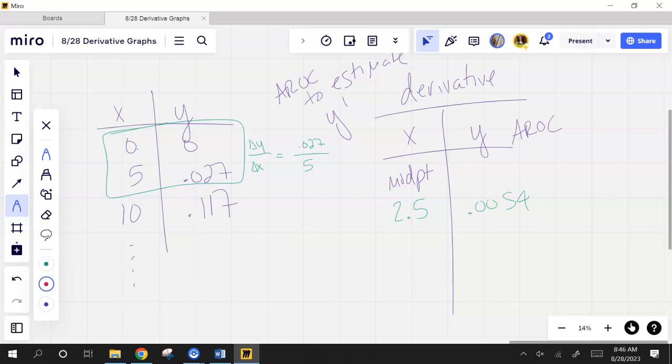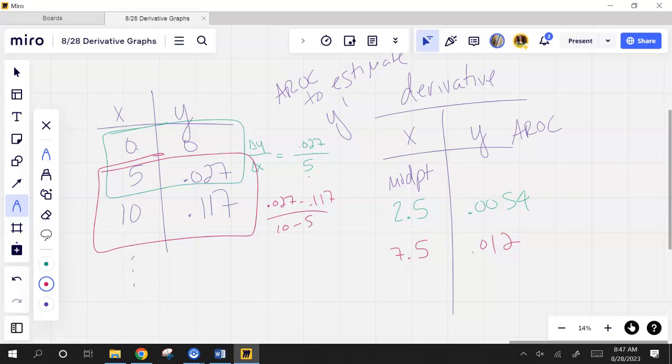And for the next one, how do I get that? That's 0.027 divided by 5, 0 minus this over 0 minus. So this time's halfway between 5 and 10, which would be what? And now AROC between these 2 points. So it'd be 0.027 minus 0.117 over 10 minus 5, which is what? And so on and so forth.